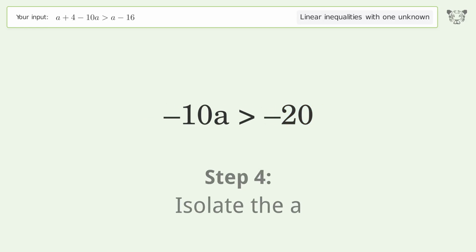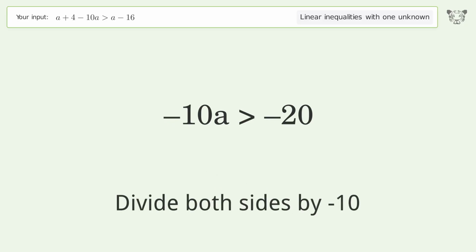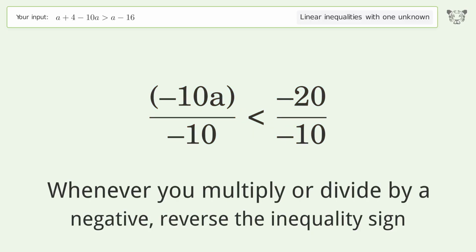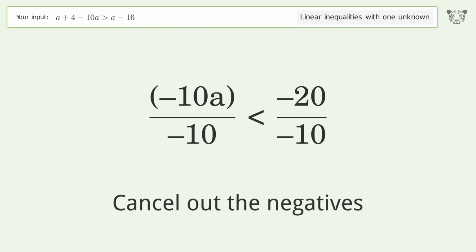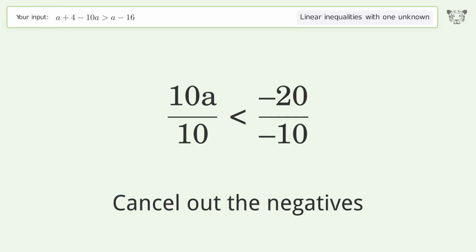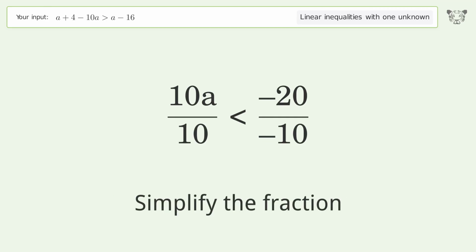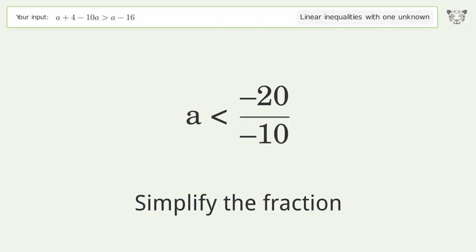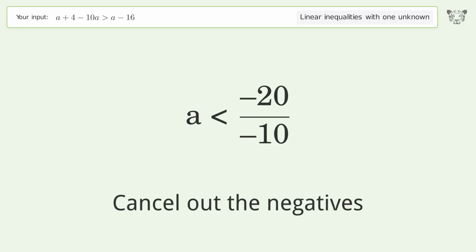Isolate the a. Divide both sides by -10. Whenever you multiply or divide by a negative, reverse the inequality sign. Cancel out the negatives. Simplify the fraction. Cancel out the negatives.